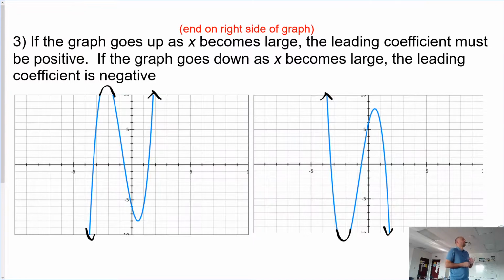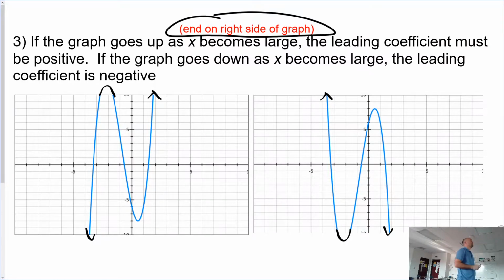All right, the third property is telling us about which end is going in which direction. So we really focus in on the right end of the graph, as x goes out towards the positive values. That's what we're talking about, the end on the right side. So if the graph goes up as x becomes large, meaning the x values are going towards positive infinity, the leading coefficient must be positive. So that's what we're looking for.